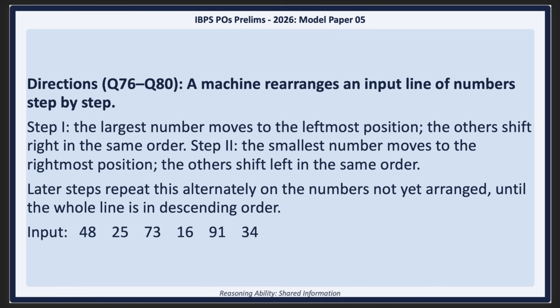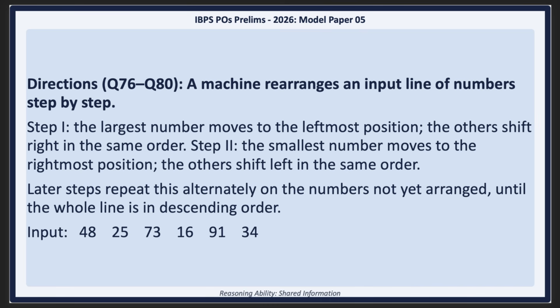Okay, got it. Step 4, we need the smallest remaining number to move to the right. Between 48, 25, and 34, the smallest is 25. We tuck it to the right, just before the 16. And if you look at the line at that point, so it's 91, 73, 48, 34, 25, 16, the entire shelf is in descending order. The machine stops. And those steps give you everything you need.